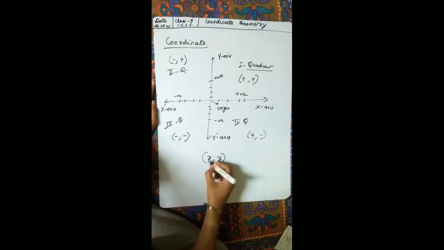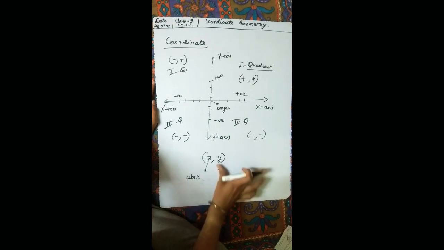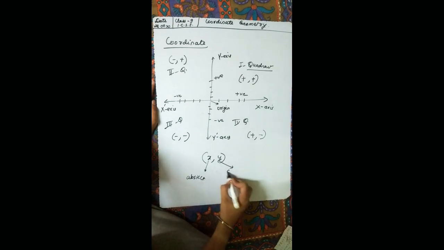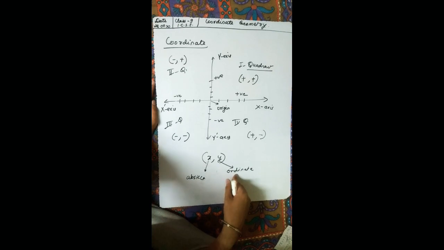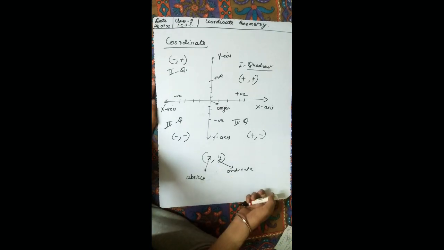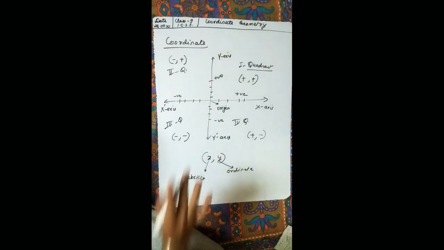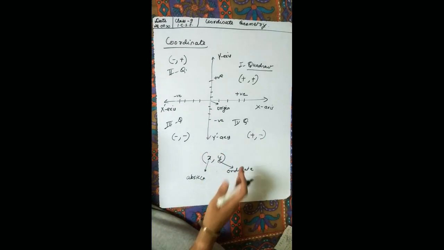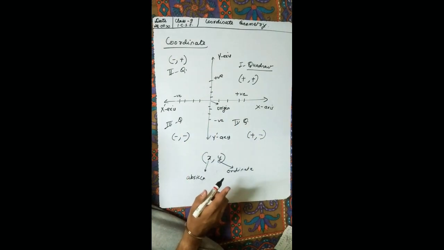Inside it, x is called the abscissa, and y is called the ordinate. This is abscissa and this is ordinate. Understood? This is very important for you, so you need to understand these things very clearly.